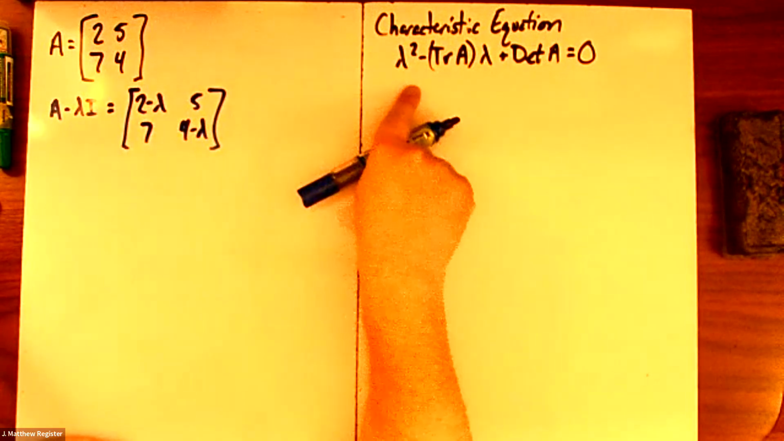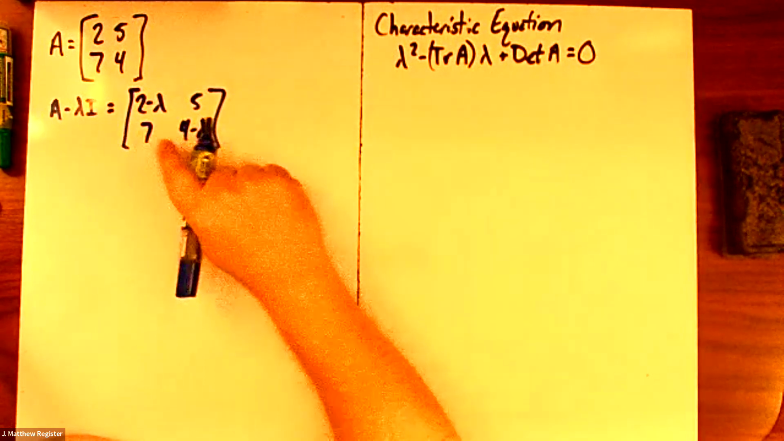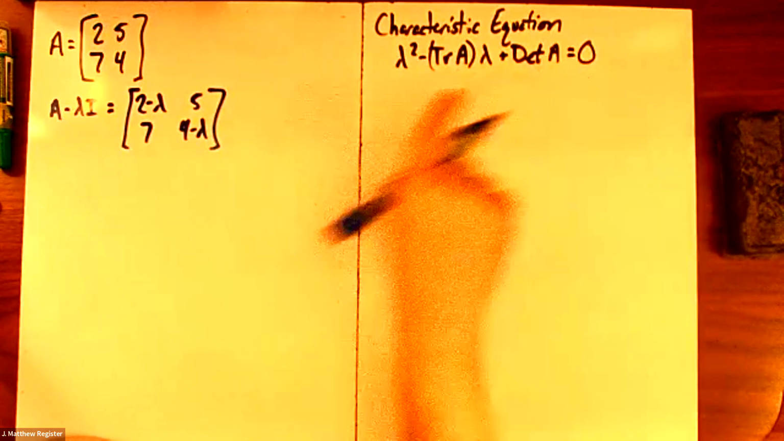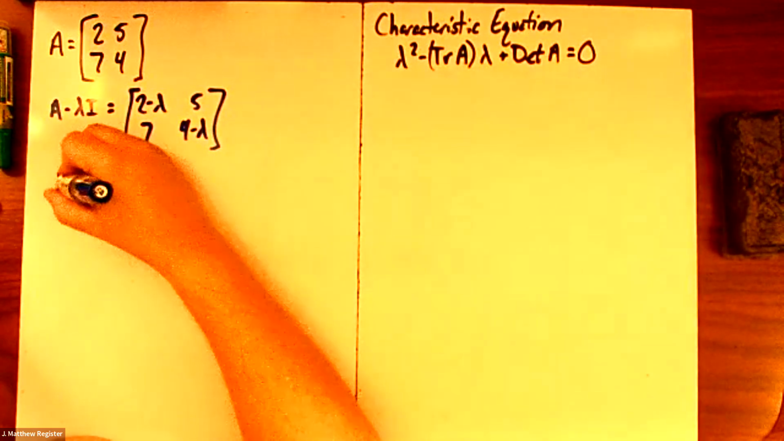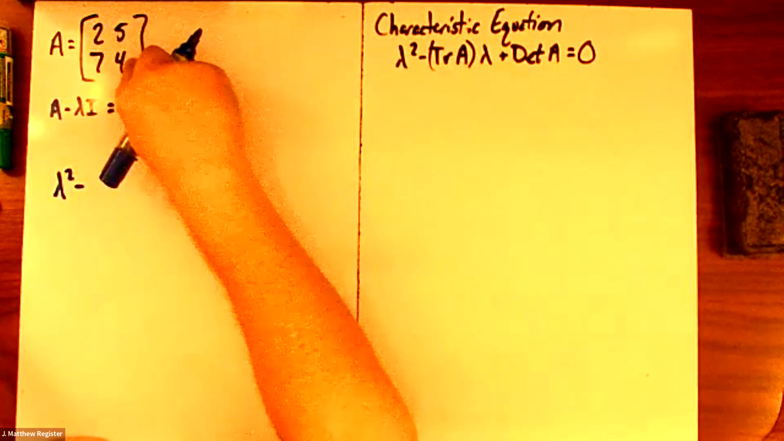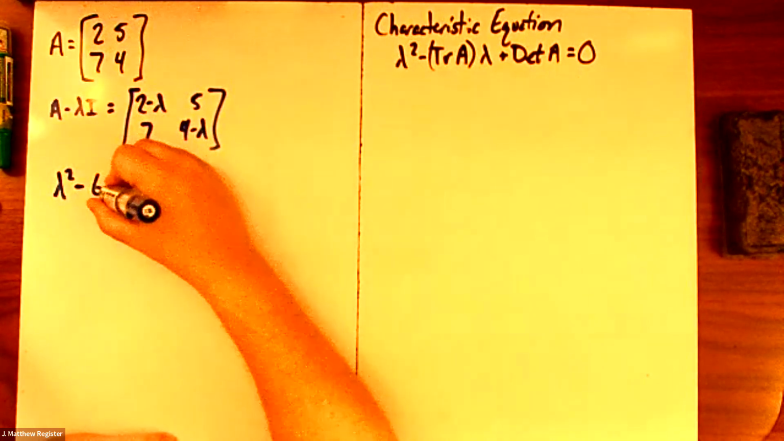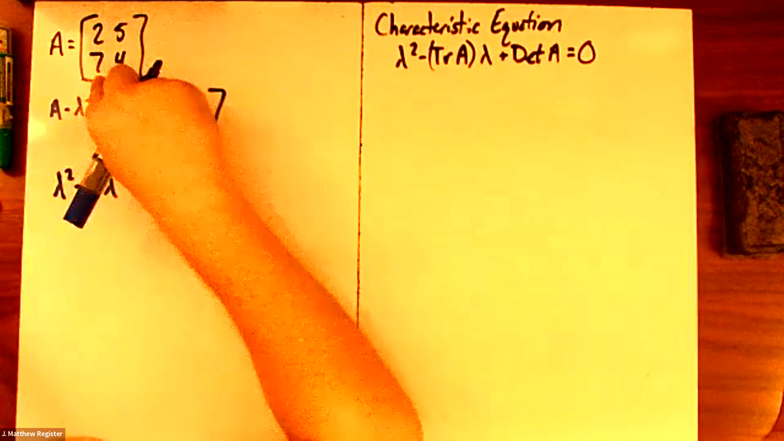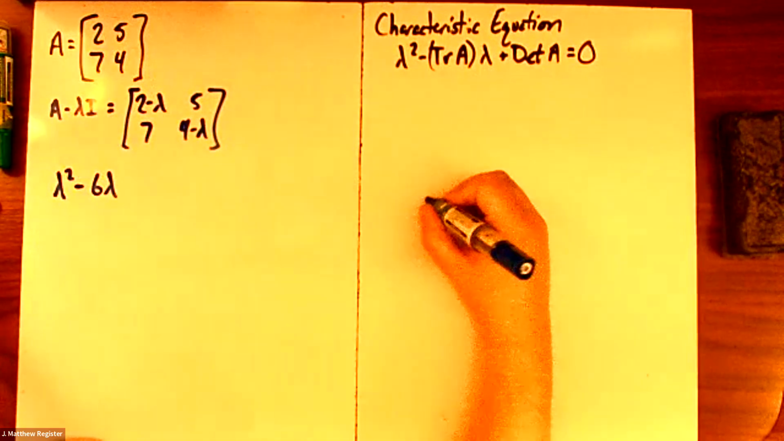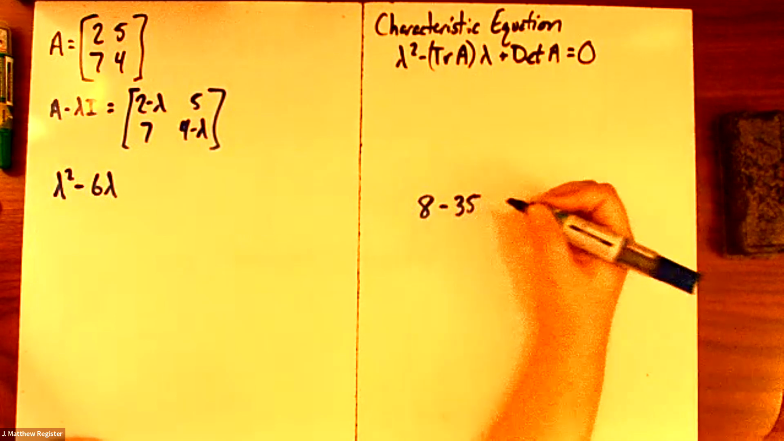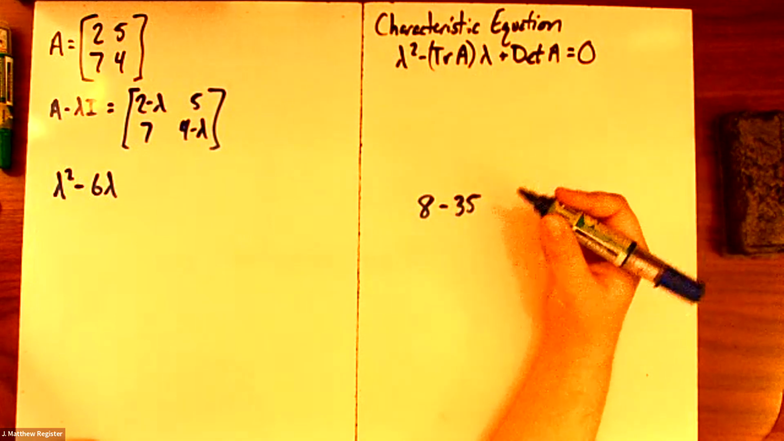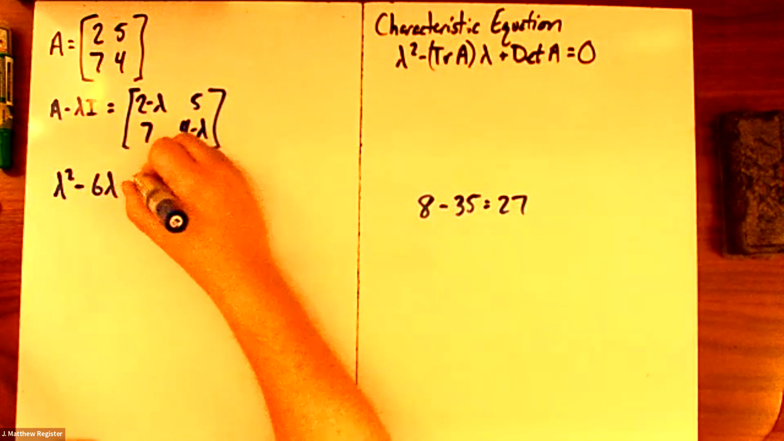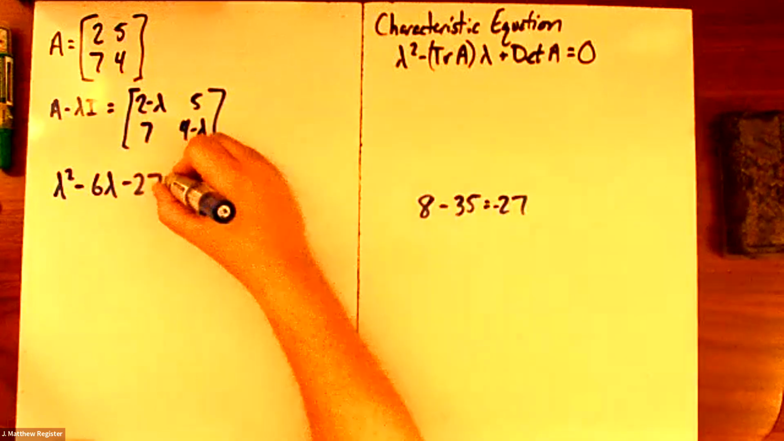That's where the characteristic equation comes in. If you take the determinant of this and set it equal to 0, it's actually just going to be this equation. It's always going to give you lambda squared minus the trace of this, which is 6 lambda, plus the determinant. The determinant in this case is going to be an 8 minus 35. Ugh, I wish I were able to do numbers quickly. Looks like a 27. Negative 27, of course.